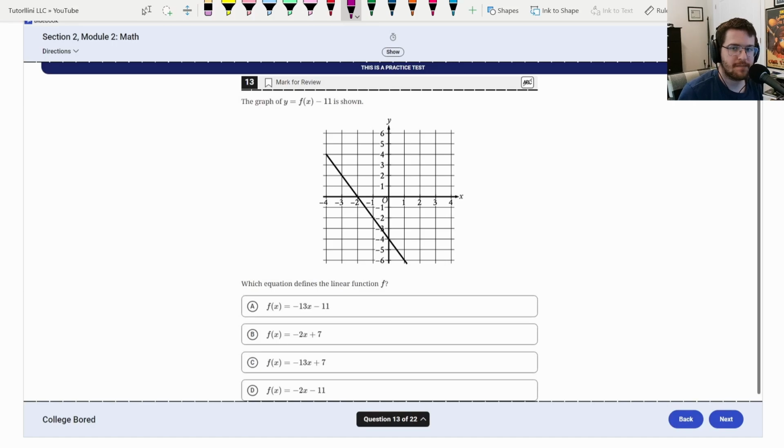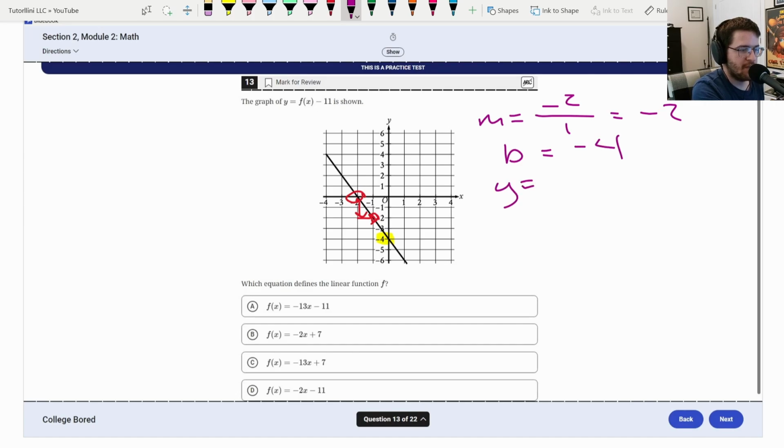Okay, question 13. So the first thing I'm going to do is find the equation of this line. So the y-intercept is -4. And doing rise over run from this point to this point, we go down 2 over 1. So that would mean a slope of rise over run, a rise of -2, run of 1. So the slope is -2. B, the y-intercept, is -4. So this equation, in the picture, is y equals -2x minus 4.